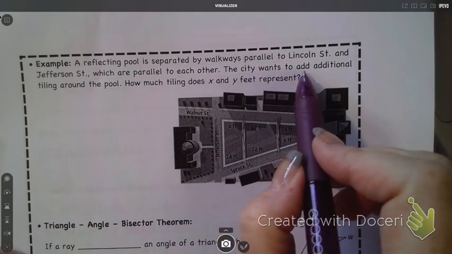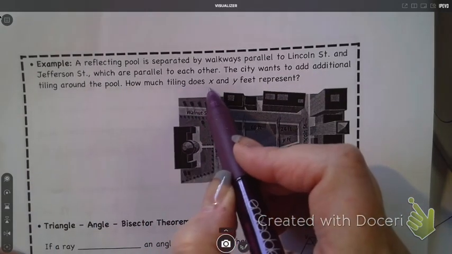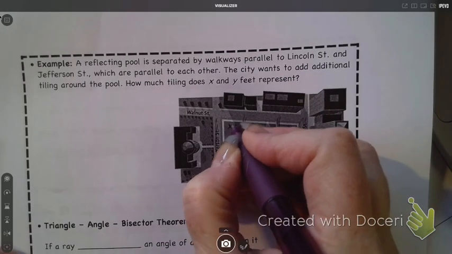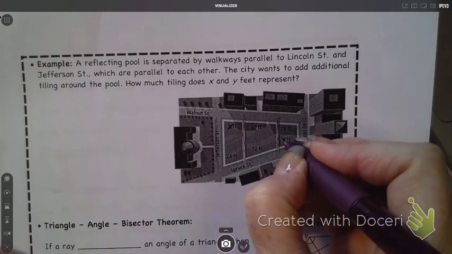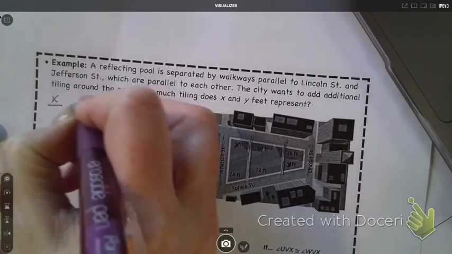The city wants to add additional tiling around the pool. How much tiling does X and Y feet represent? So X is here and Y is here. Do you see those on your paper? Okay. So if I turn this picture like this, does it look exactly like the picture on the other piece of paper on your rule? Yep. I know these are all proportional, right? So X over what?